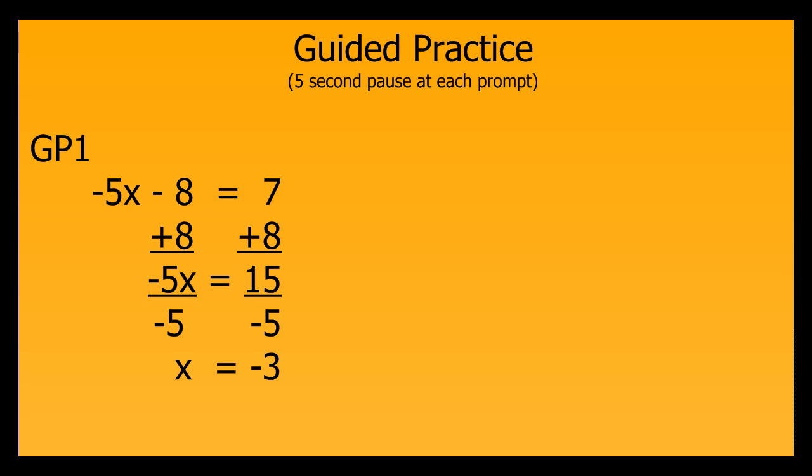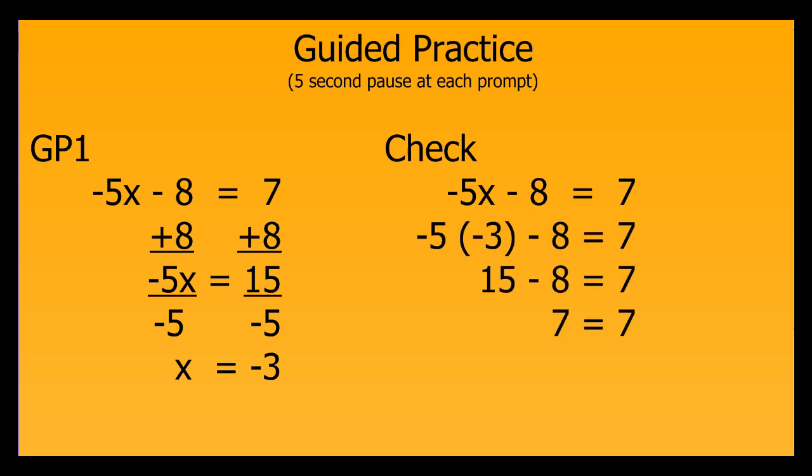Are we finished? No, we should check our answer. How do we check our answer? We start by rewriting the equation. Then what? We substitute in our answer, in this case -3 for x, and simplify.